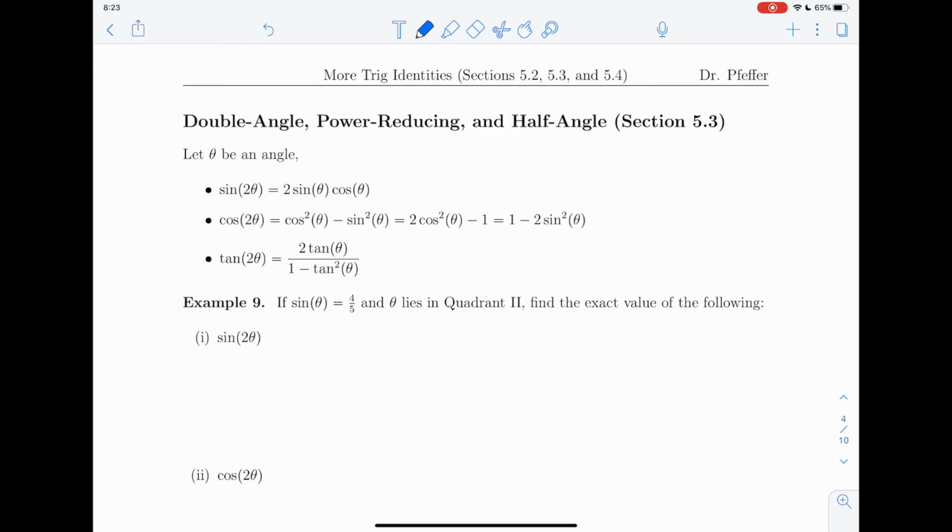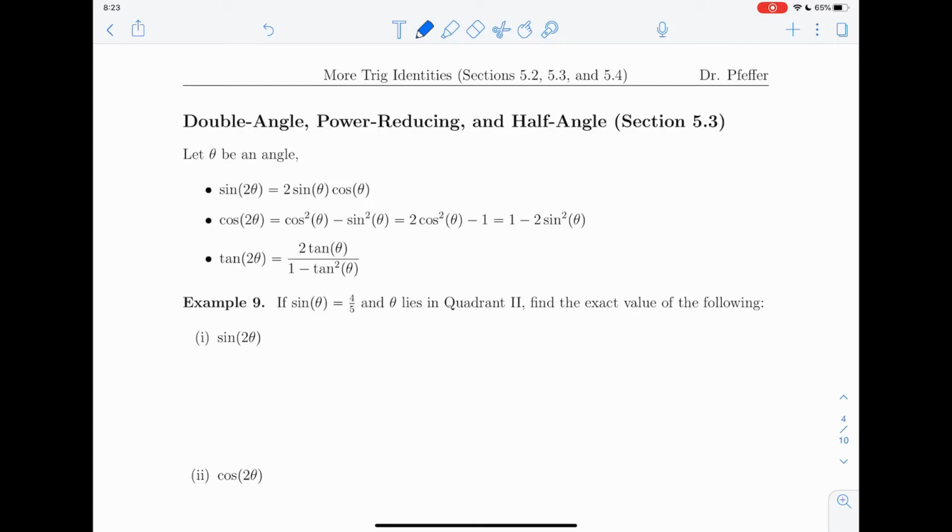Welcome back, everyone, to our continuation of additional trigonometric identities. In this video, we're picking up exactly where we left off last time. Last time, we discussed section 5.2 and introduced the sum and the difference identities. In this section, we're going to still keep into the same handout, but here, pick up on page 4, where we're going to introduce section 5.3's content on the double angle, power reducing, and half-angle identities.